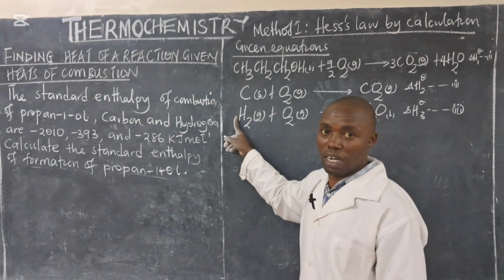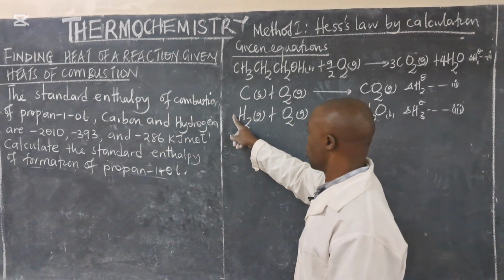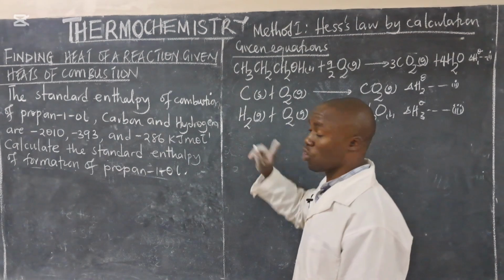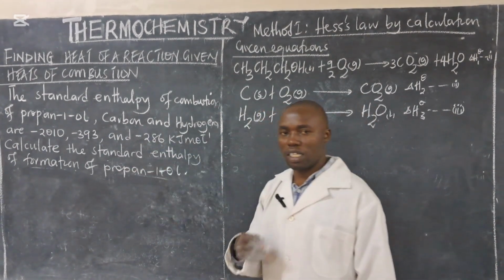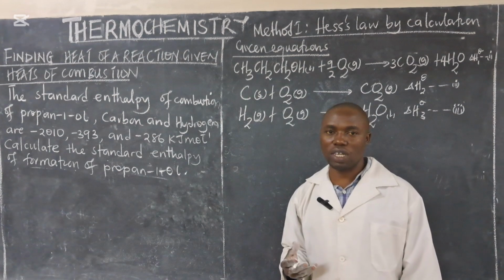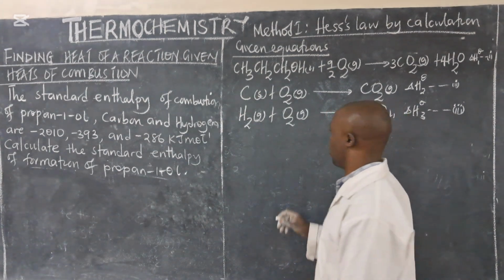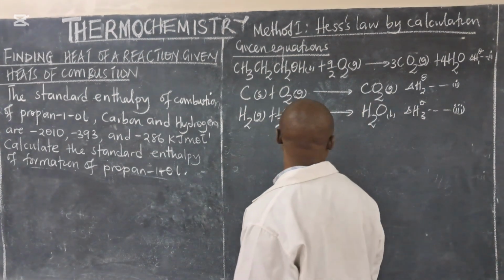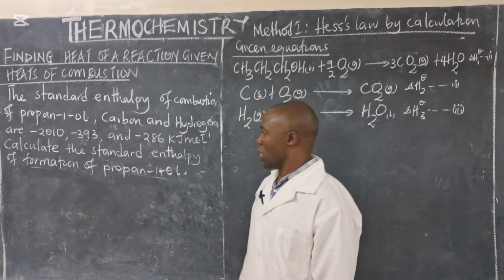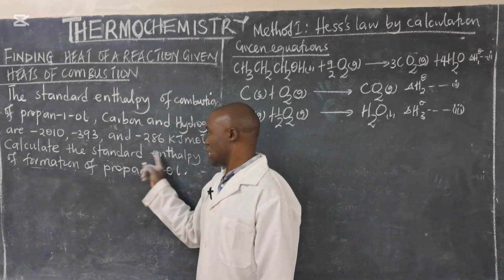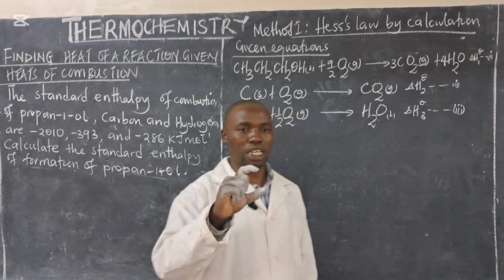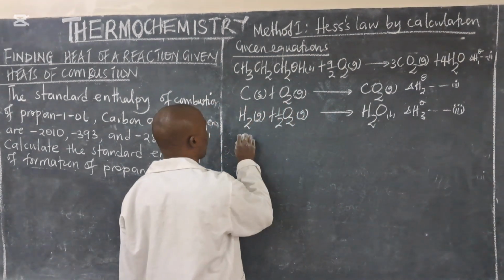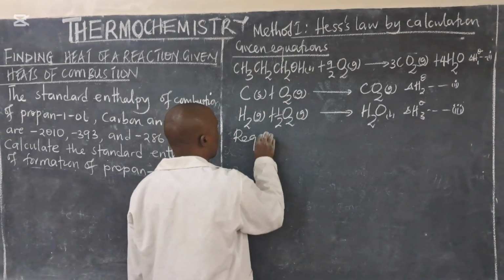We don't multiply hydrogen by any factor because we burn strictly 1 mole. According to the information in the question, enthalpy of combustion is the heat given out when you burn 1 mole of a substance. So I put here half. Now what do they want? Calculate the standard enthalpy of formation of propan-1-ol. So we write the equation for formation of propan-1-ol. So the required equation.